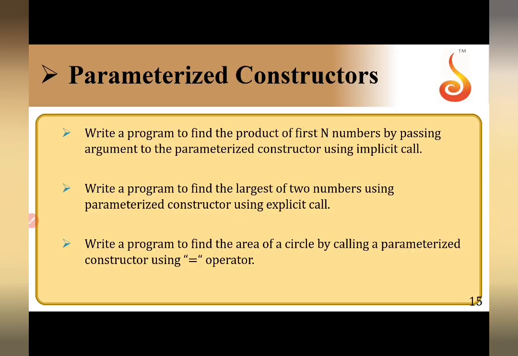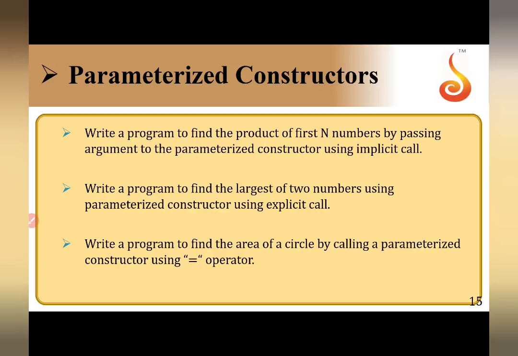Now, we will do the parameterized constructor program with implicit, explicit, and equal to operator. Fine. And commonly they will ask you to explain the implicit call with an example, explicit call with an example, or they will ask you the ways of calling a constructor and explain one of them. So anything, you can write this program, you can write the general syntax and explain. So we'll start with the first one.